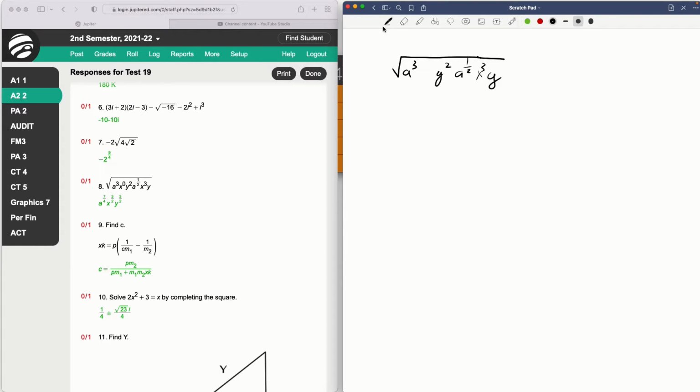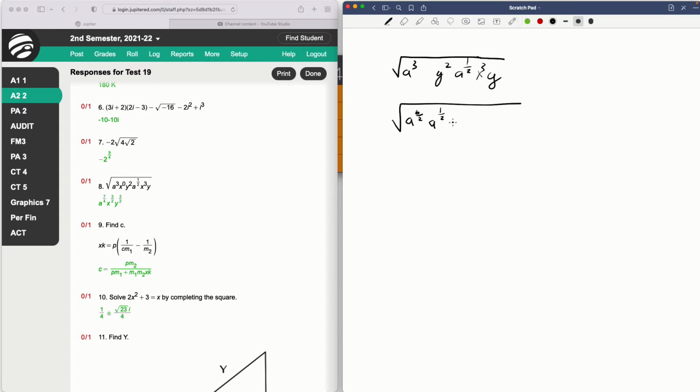So what we have to do is take each one of these and give them an index on the outside of this. The first thing we're going to do is look at the a's, because there's more than one of those and we need to combine them. This a, we're going to rewrite that index there. Since this has a base of 2, we're going to rewrite that with a base of 2. So that's going to be a to the 6 over 2, and then a to the 1 over 2, and then we have y to the 2, x to the 3, and then y.